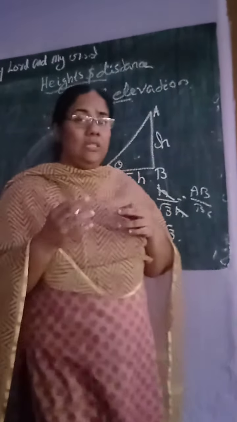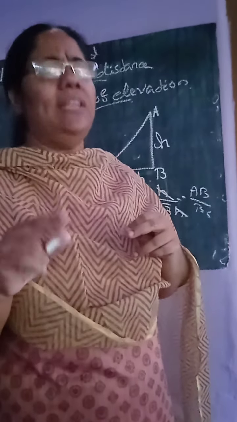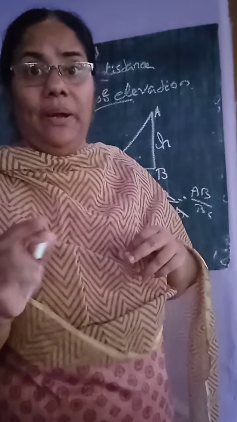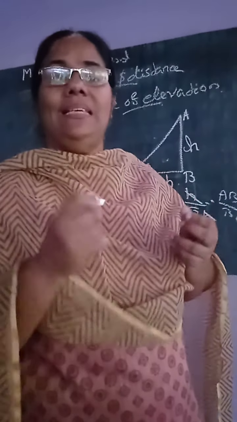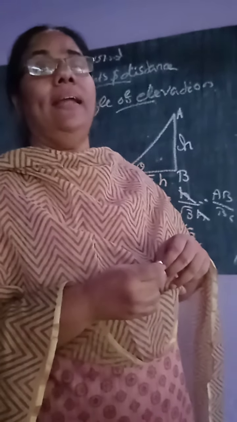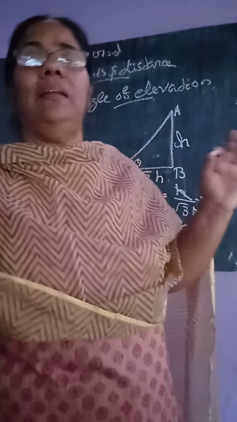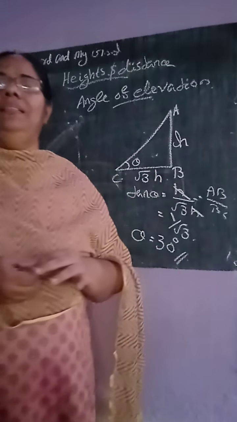Connecting the relation between opposite and adjacent, we know that the relation is tan. Tan is opposite by adjacent. Therefore, h by √3h. h and h cancel, 1 by √3. The angle whose tan is 1 by √3 is 30 degrees. Okay. Then, another question.